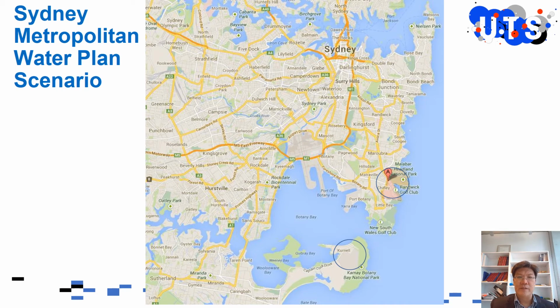So this is our scenario. You can see from the scenario document, we are located in Sydney, and we have a desalination plant in Kurnell, near the airport. You can see the airport here, and we produce around 250 million liters per day, and supply it to Sydney and distribute it to all Sydney areas.